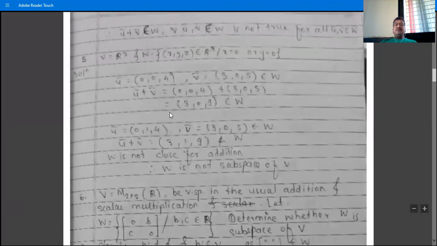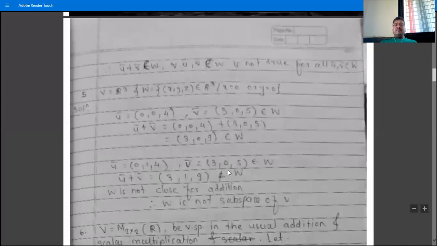In some examples, only the first condition fails. For example, in this example, the second condition is true for W: for any scalar and any element of W, its multiplication belongs to W. Because if you take this element, suppose v bar as (3, 0, 5) and k as the scalar 5, then 5 into (3, 0, 5) is (15, 0, 25). That is, we have k into 0 is 0, 5 into 0 is 0. So the second condition is true for this W, but the first condition fails, that is, the addition of every two elements of W does not belong to W.